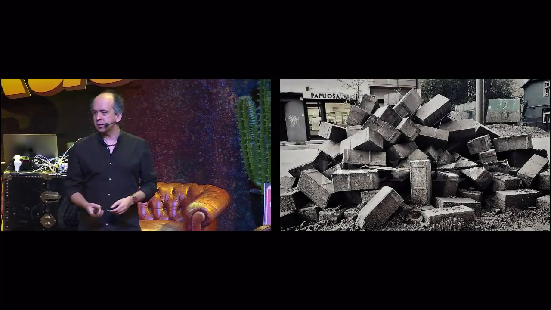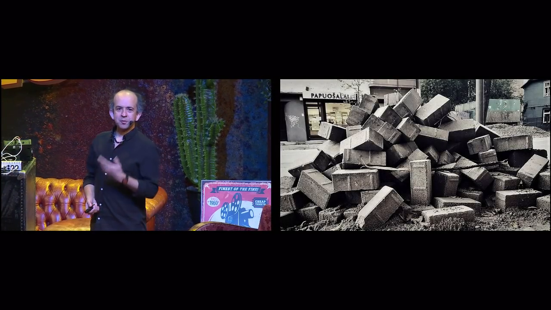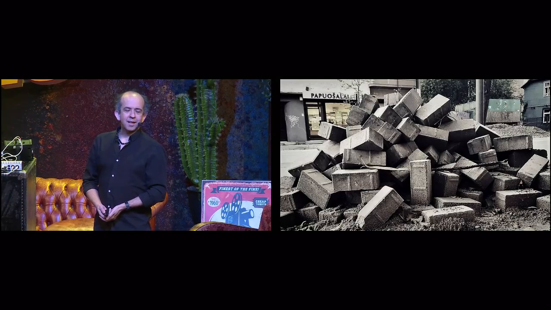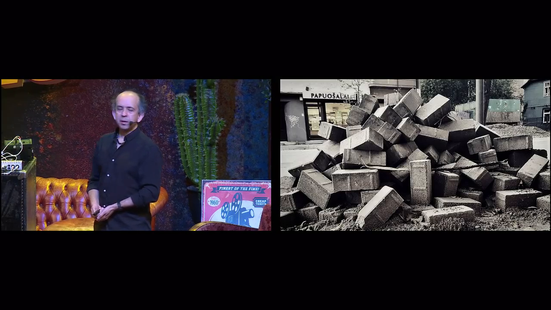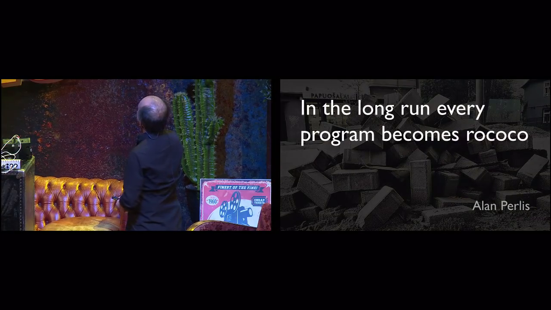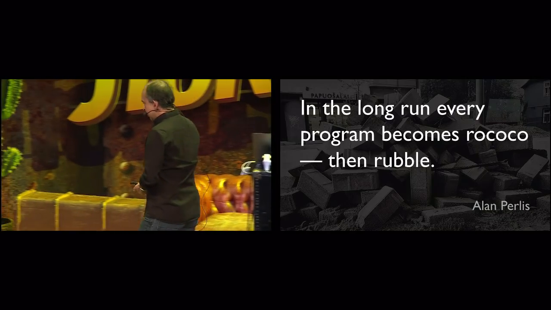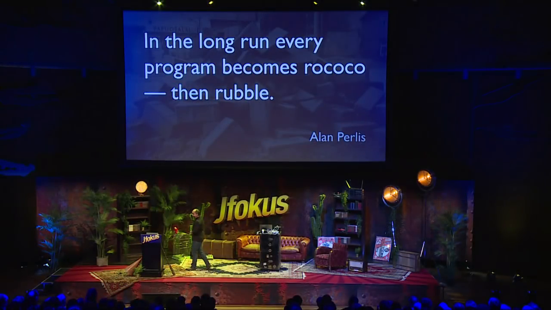But we are confronted with this problem. There you go. That's what you've ended up with. That's your microservice architecture. Again, this was foretold by Alan Perlis, who was the first recipient of the Turing Award. In the long run, every program becomes Rococo, then rubble. So we're not doing particularly well.